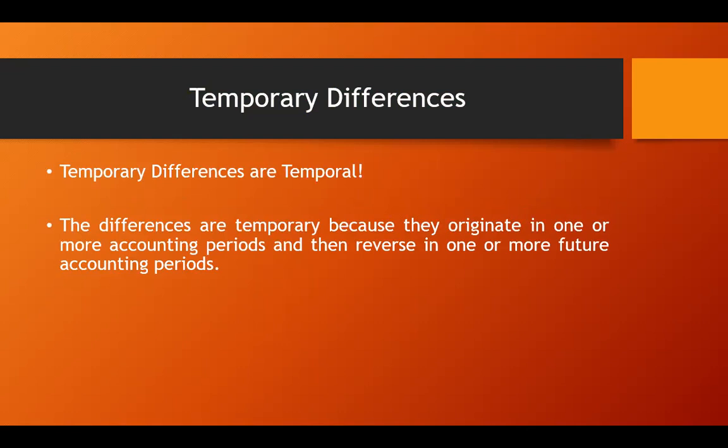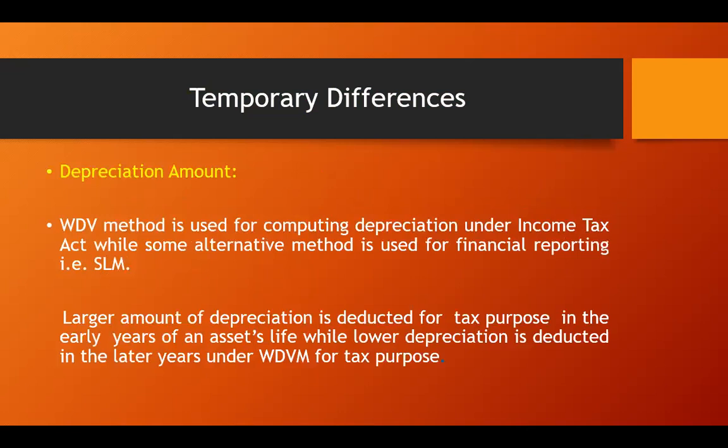The differences are temporary because they originate in one or more accounting periods and then reverse in one or more future accounting periods. For example, one of the important temporal differences in financial accounting and income tax is the depreciation amount. We show it in the profit and loss account, and this is also a deductible expenditure under Section 32 of the Income Tax Act. How do you determine the depreciation amount under the two sets of rules?